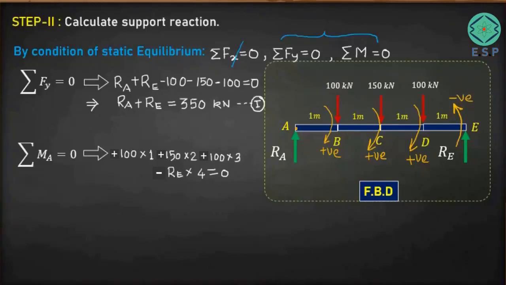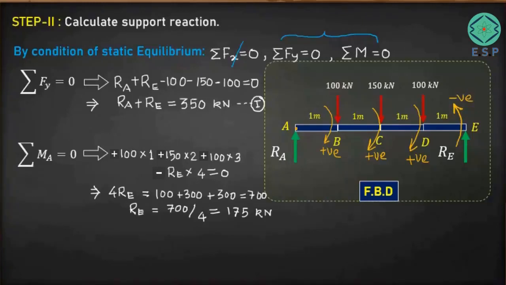So if you simplify this, you will get 4 times RE equal to 100, plus 150 into 2 is 300, and 100 into 3 again 300. So 300 plus 300, 600, plus 100, that is 700. So 4 RE equal to 700, and if you simplify this you will get the value of RE as 700 divided by 4, and that value will be 175 kilonewton. So this I can call equation number 2. Here we got the value of support reaction at point E.